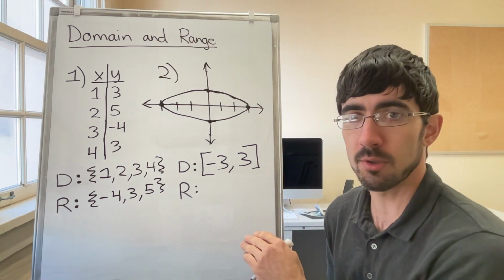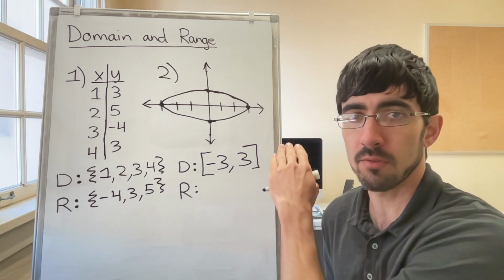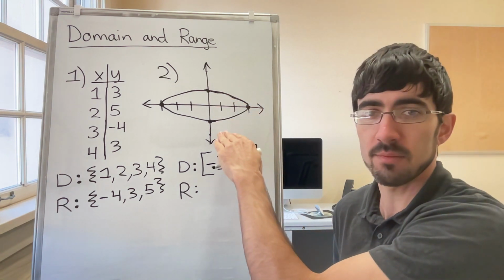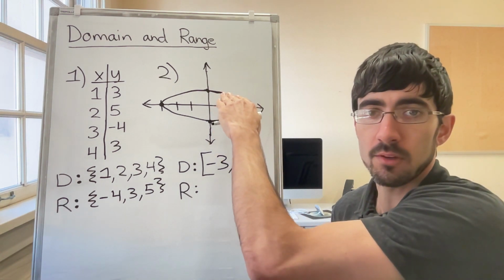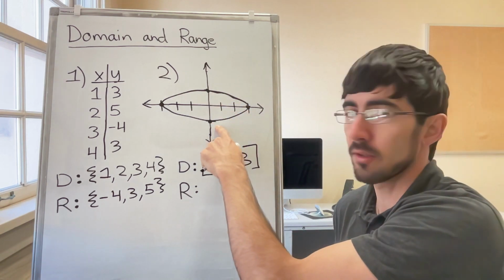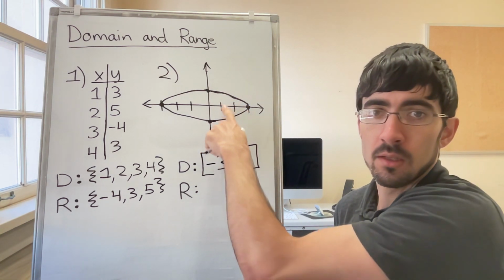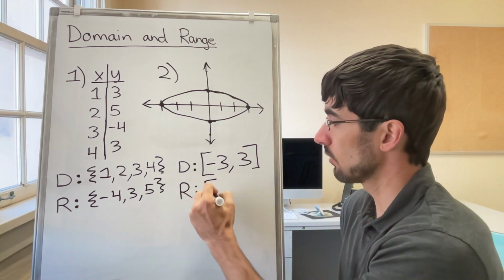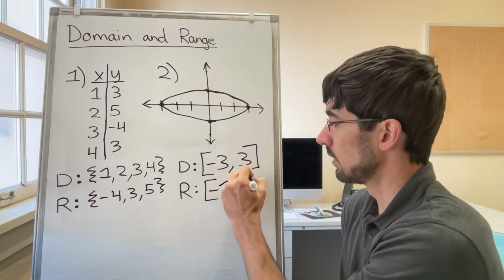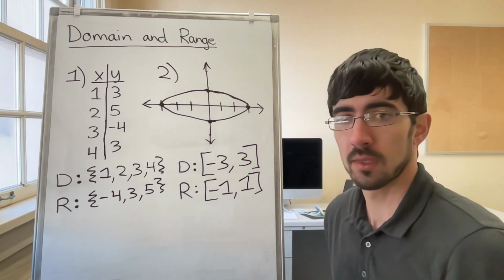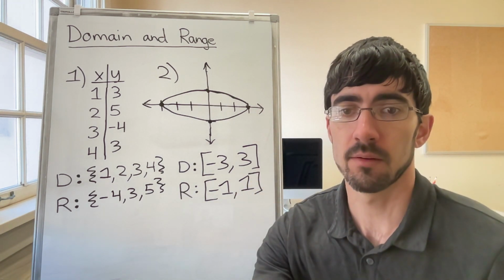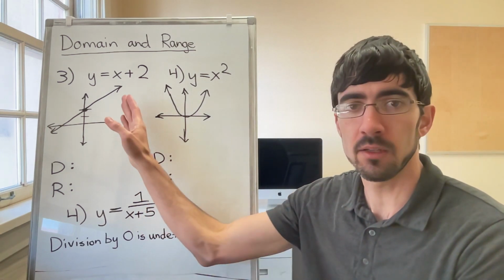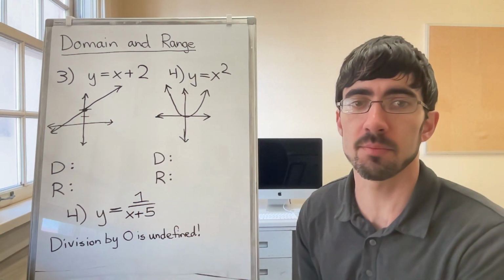The range is similar, but when I report the range, I think from the bottom of this picture to the top of this picture. What's the smallest y value and what's the largest y value? The smallest y value is -1. The largest y value is +1. So our range goes from -1 to +1. Again, with brackets. You'll see lots of linear functions in algebra, like number 3, y = x + 2.